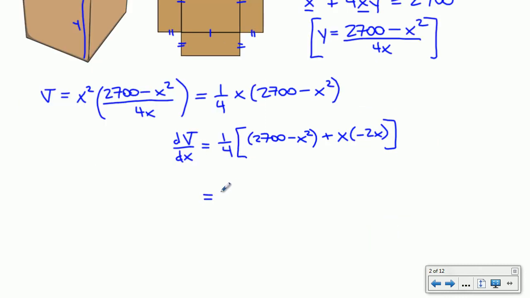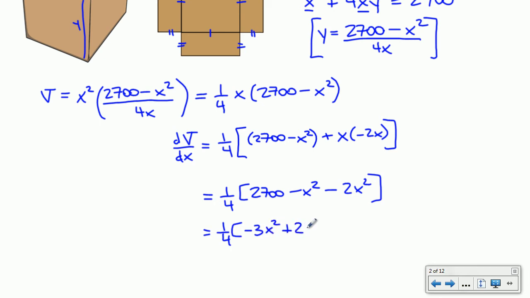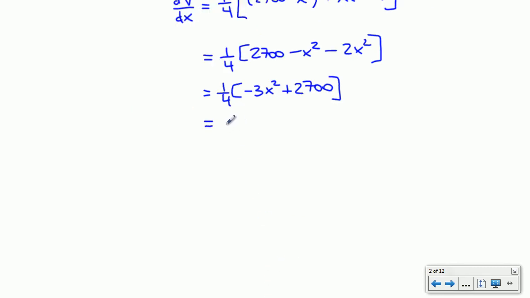I can simplify the stuff in the brackets a little bit. So I would have 2700 minus x squared minus 2x squared. I can combine these x squared terms, giving me 1/4 (negative 3x squared plus 2700). Both of these are divisible by 3, so I'm going to divide out a negative 3, giving me negative 3/4 (x squared minus 900).